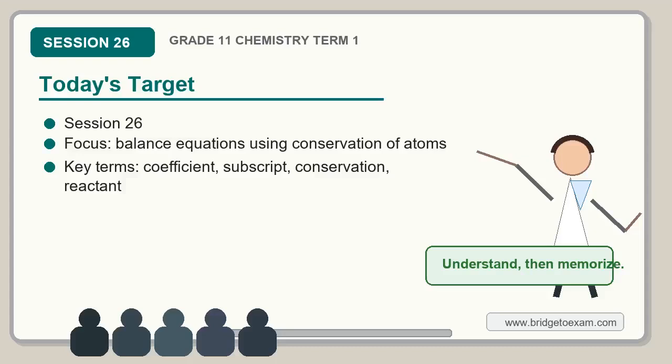Welcome, class. Today our session title is Week 7, Session 26, Balancing Chemical Equations. We will move slowly and make the chemistry understandable. Your goal is to balance equations using conservation of atoms. Listen for these key terms: coefficient, subscript, conservation, reactant, product.